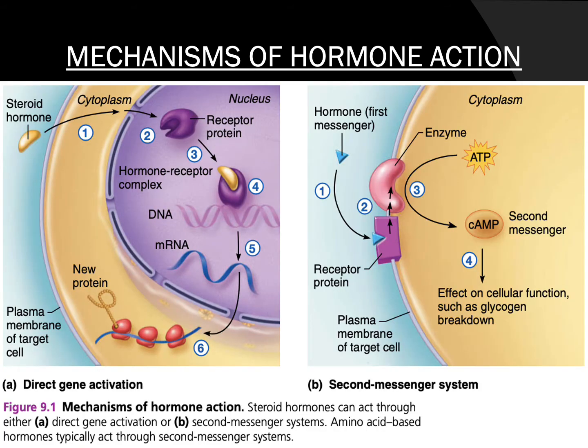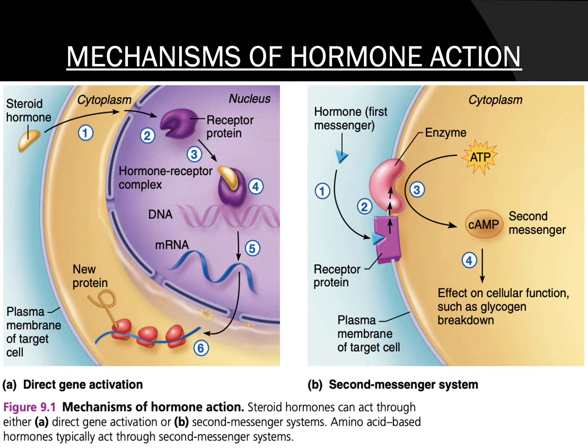Looking at this photo, letter A talks about direct gene activation. Letter B talks about the second messenger system. Now, ito yung mechanism ng hormone action. As mentioned earlier, either yung protein receptor ay nasa loob ng cell or yung protein receptor ay nasa cell membrane. So, in the first photo, letter A, that's actually a lipid-soluble mechanism of hormone action. I'll give you an example, estrogen.